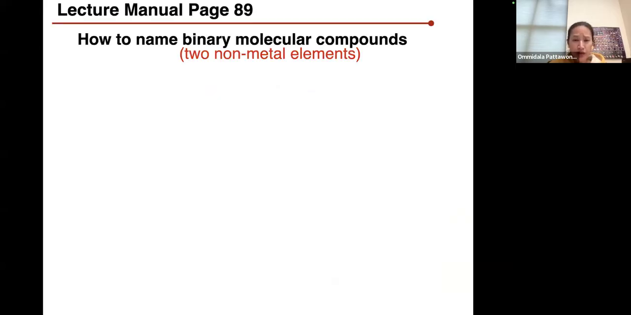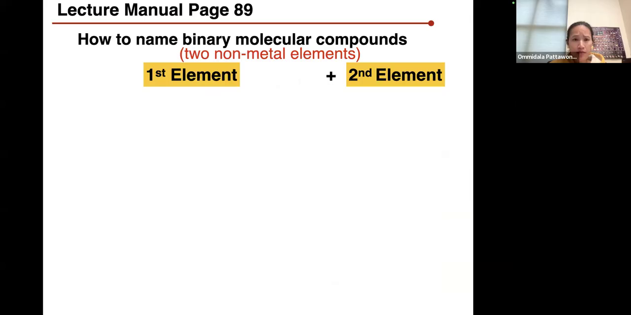So the naming is pretty simple. Again, we have two elements. The first one will not change. The second one will change to "ide." The only thing we need to include is the prefix. This is the same prefix that we use with the water of hydration in ionic compounds, and we use prefixes here because only molecular compounds use prefixes.